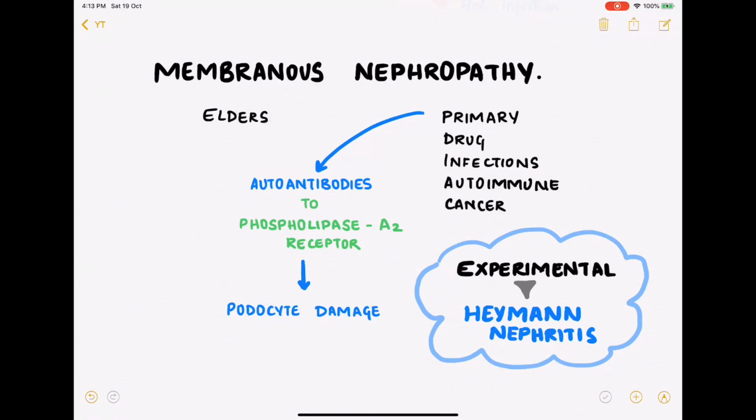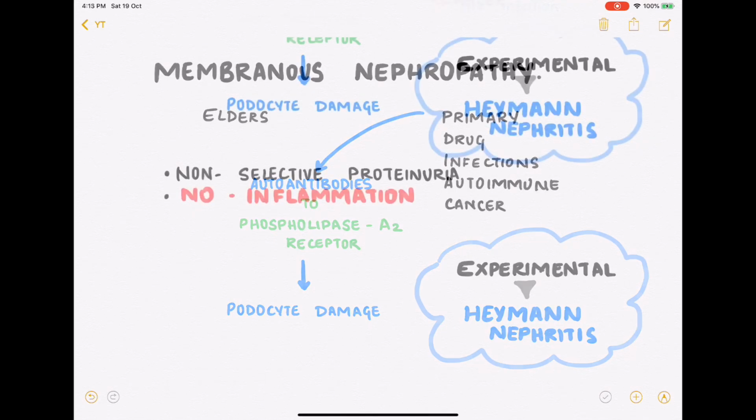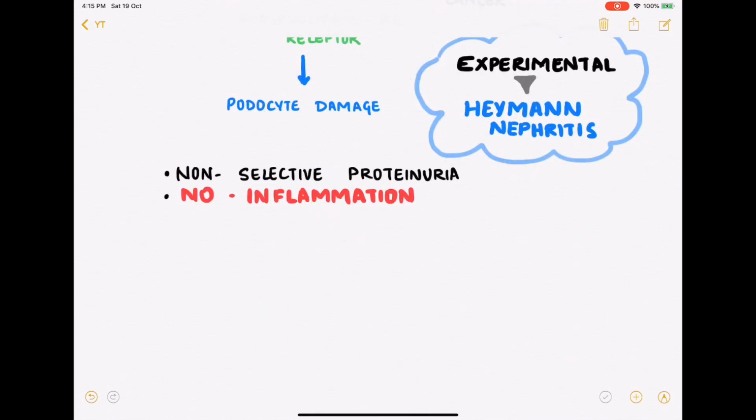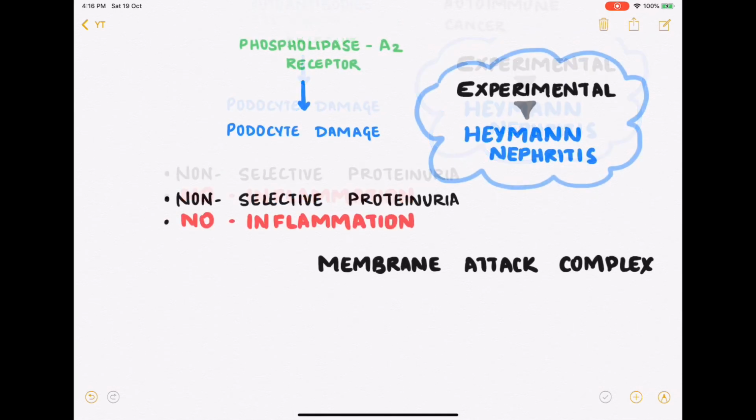The experimental model of membranous nephropathy is called Heymann nephritis, where the antibodies are induced against megalin antigen present on the podocytes. Here too we see non-selective proteinuria and there is no inflammation. Well, if there is no inflammation and there are no inflammatory cells, then what is causing the damage to the glomeruli? Well, the damage is caused by the membrane attack complex, which is composed of complement proteins, which directly damages the mesangial cells and the podocytes.